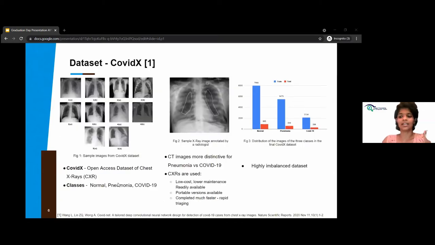Given the times that we are in, the choice of application was chest x-rays of COVID lungs. The dataset used is COVIDx. It's a large dataset that is a combination of multiple open source datasets that contain a large number of COVID lung images. Along with COVID, it also has the normal and pneumonia classes. In the same paper in which this dataset was proposed, the authors also gave a completely new architecture and model called COVIDnet that has really good performance on this dataset.